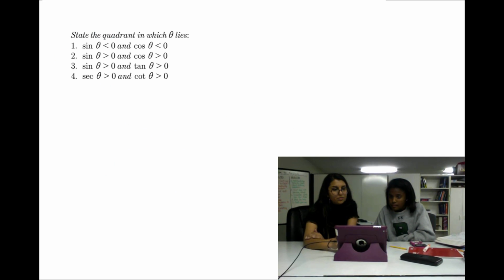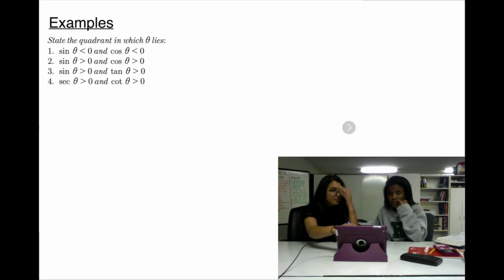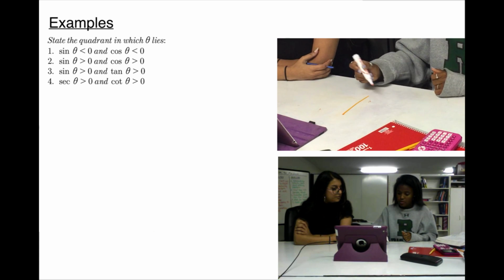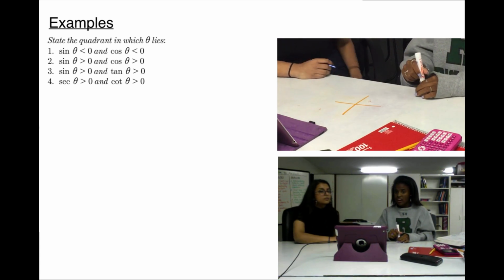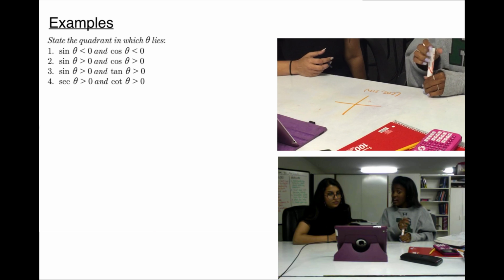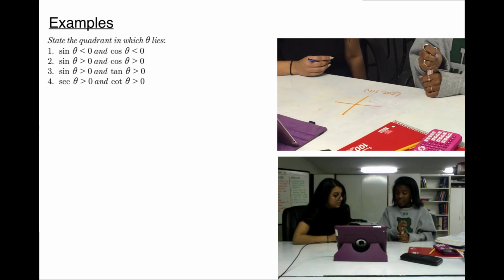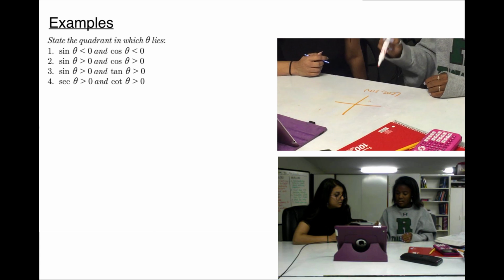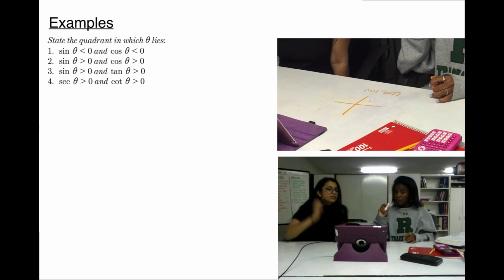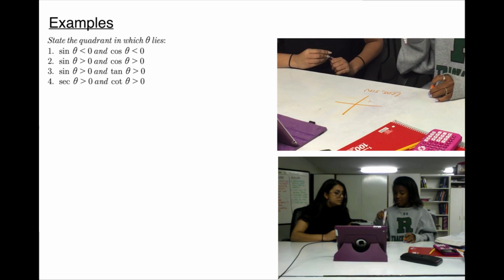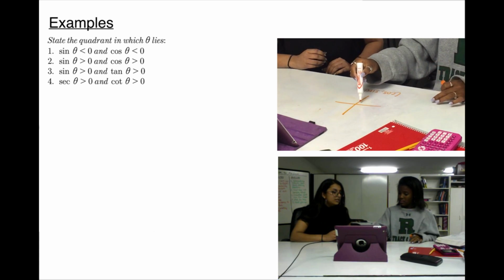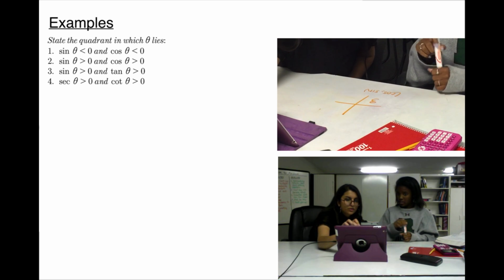Very nicely done. And how about these? State the quadrant that these are in. Okay, I'm going to draw a thing. Sine is less than 0, which means it's negative. Sine is the y value, so it would have to be somewhere in these two. And if cosine is less than 0, that means the x and y are both negative. So it'd have to be here, because this is the only place. So quadrant 3. Quadrant 3 is correct.